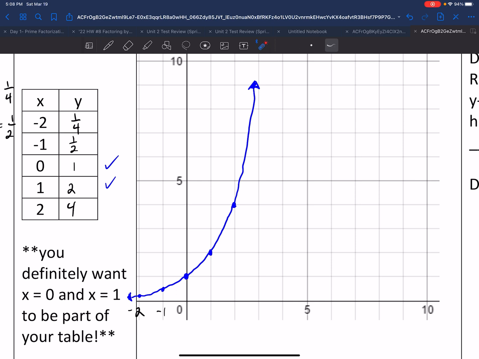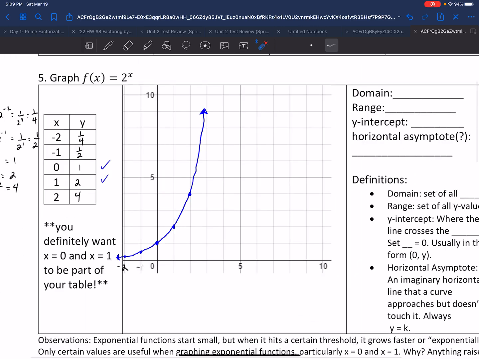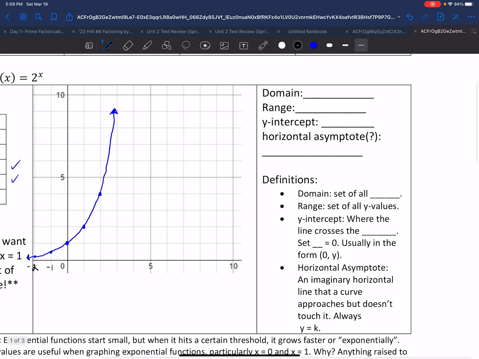It starts slow. It starts small, but when it hits a certain threshold, it's going to skyrocket. So let's go ahead and determine our domain and our range and our y-intercept and the horizontal asymptote. And you're wondering, well, what the heck is a horizontal asymptote? I will get there. So our domain, we look from left to right, right? It's the set of what? All x values, right? So let's write that down. That is the set of all x values.